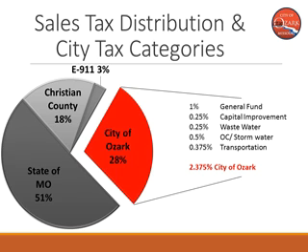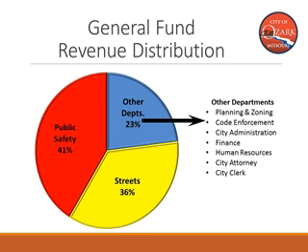Now let's look at the distribution of that sales tax. When you look at the percentage of the total sales tax collected in the City of Ozark, you'll see that the City of Ozark gets only 28% of the total 8.375%. And then if you'll go to the right of the slide, you will see that amount is broken down into 5 different categories. The one that we're most focused on in this presentation is the general fund. And why? It's because the general fund is made up primarily of these expenses.